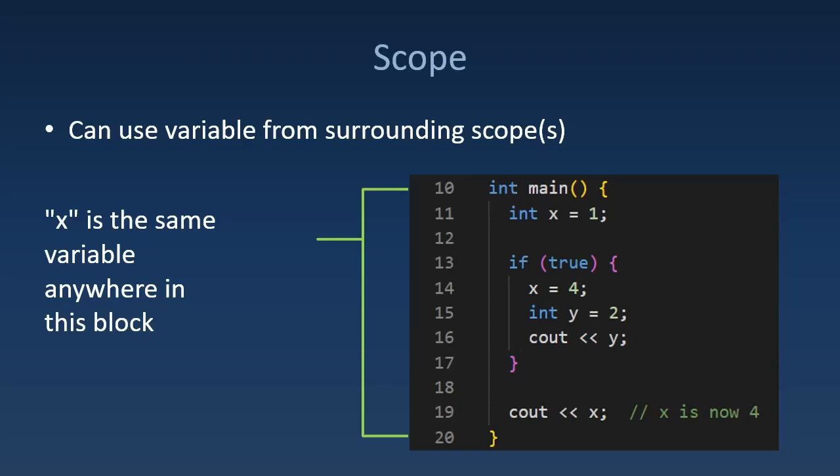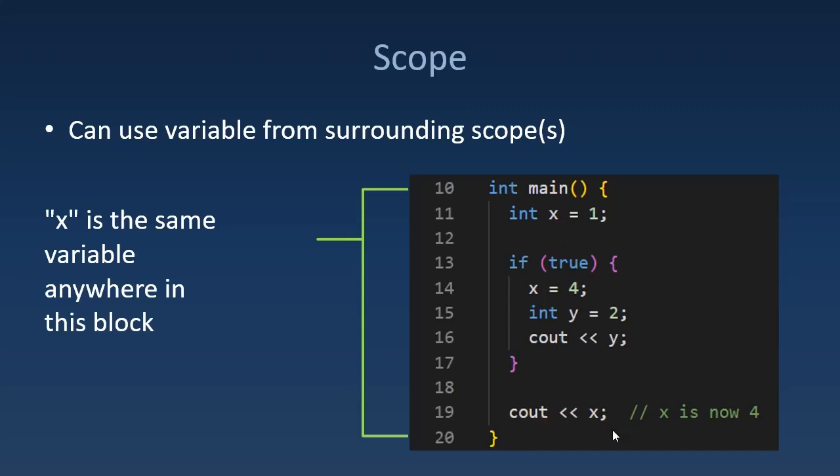Now, it is perfectly valid in a narrower scope to talk about a variable that already exists. We just saw that when we enter this inner block that starts here on line 13, x does not go away. X is still there. So as I enter this block, if I change x to be 4, that is changing this variable x that already exists to be 4. And when I print it out, it's going to be 4.